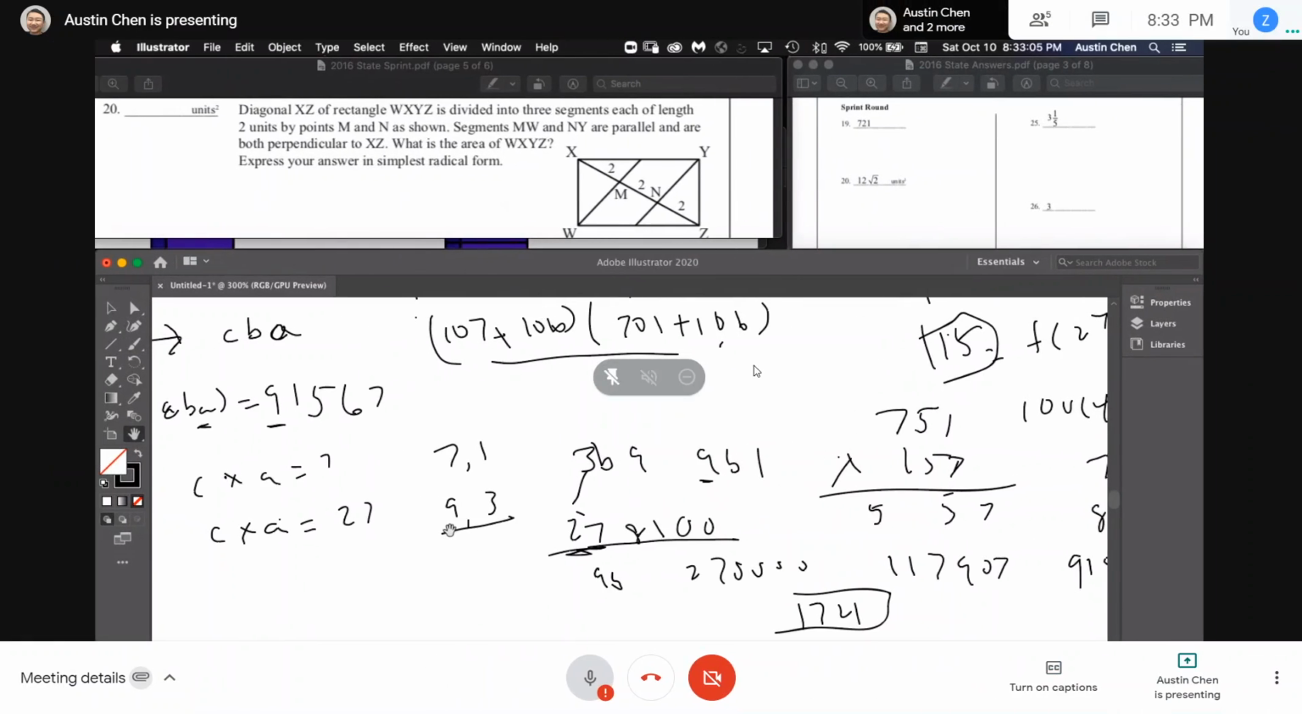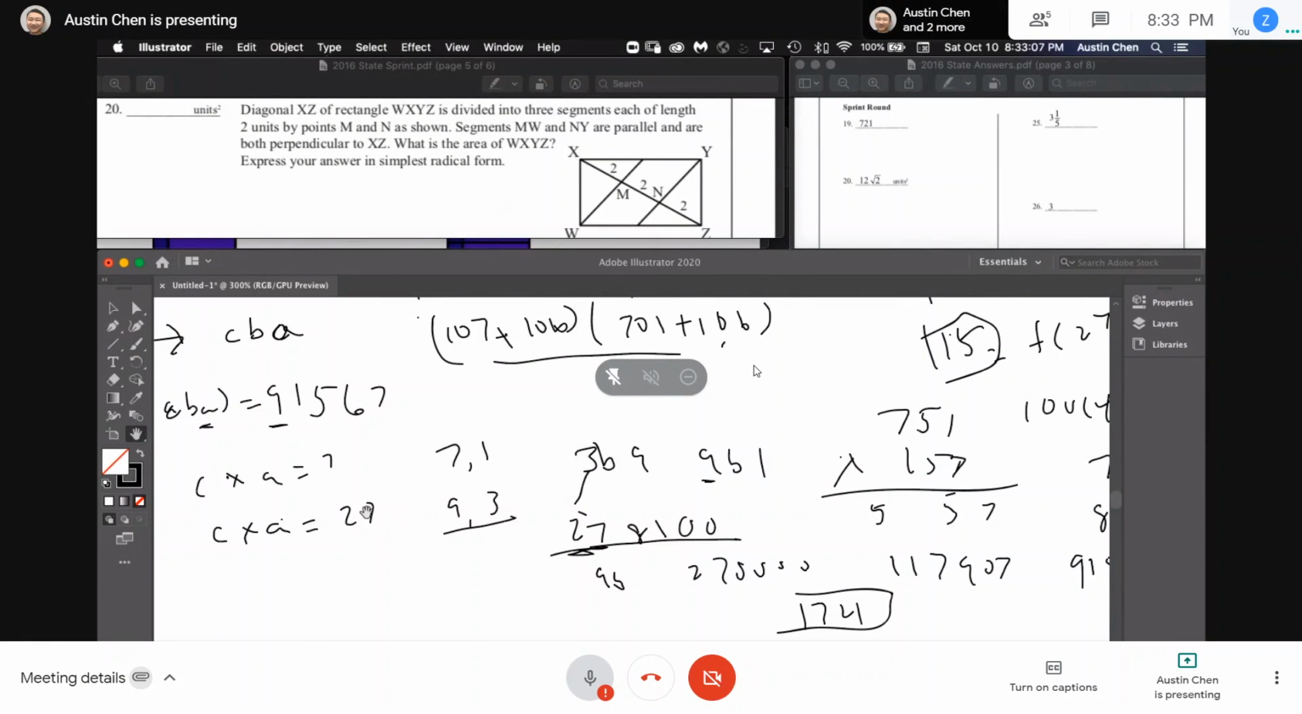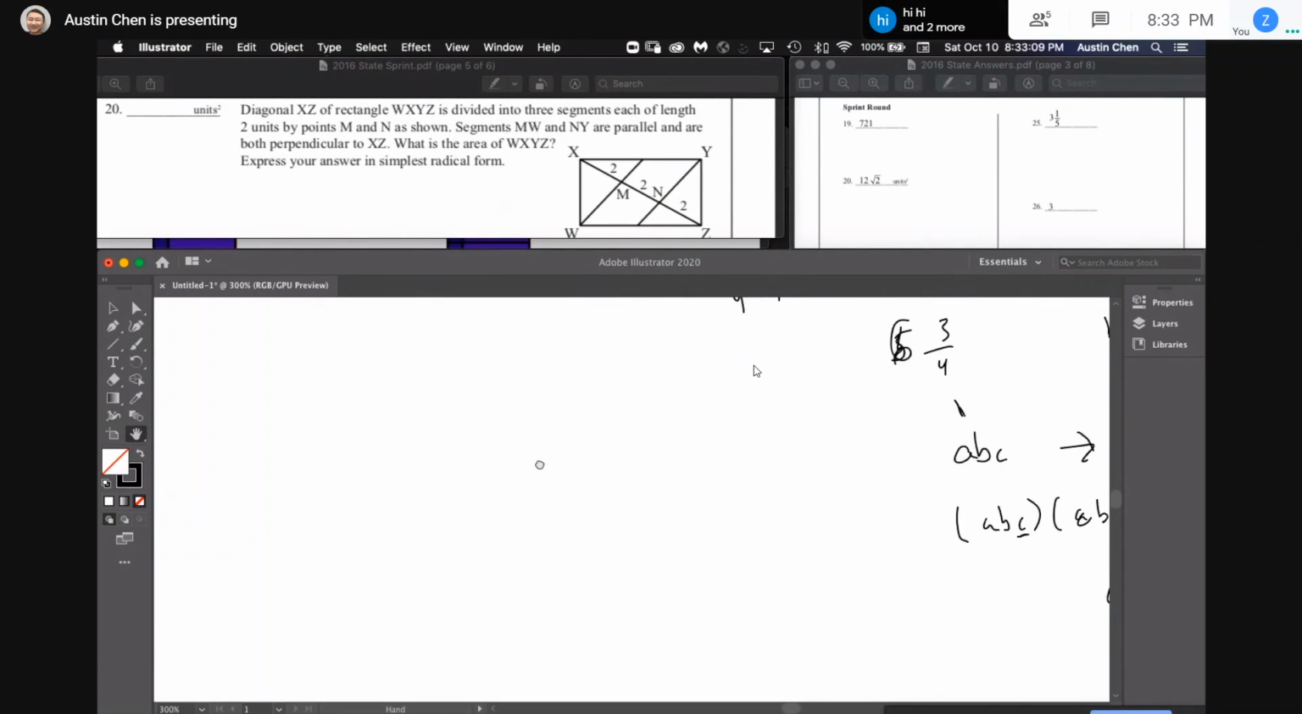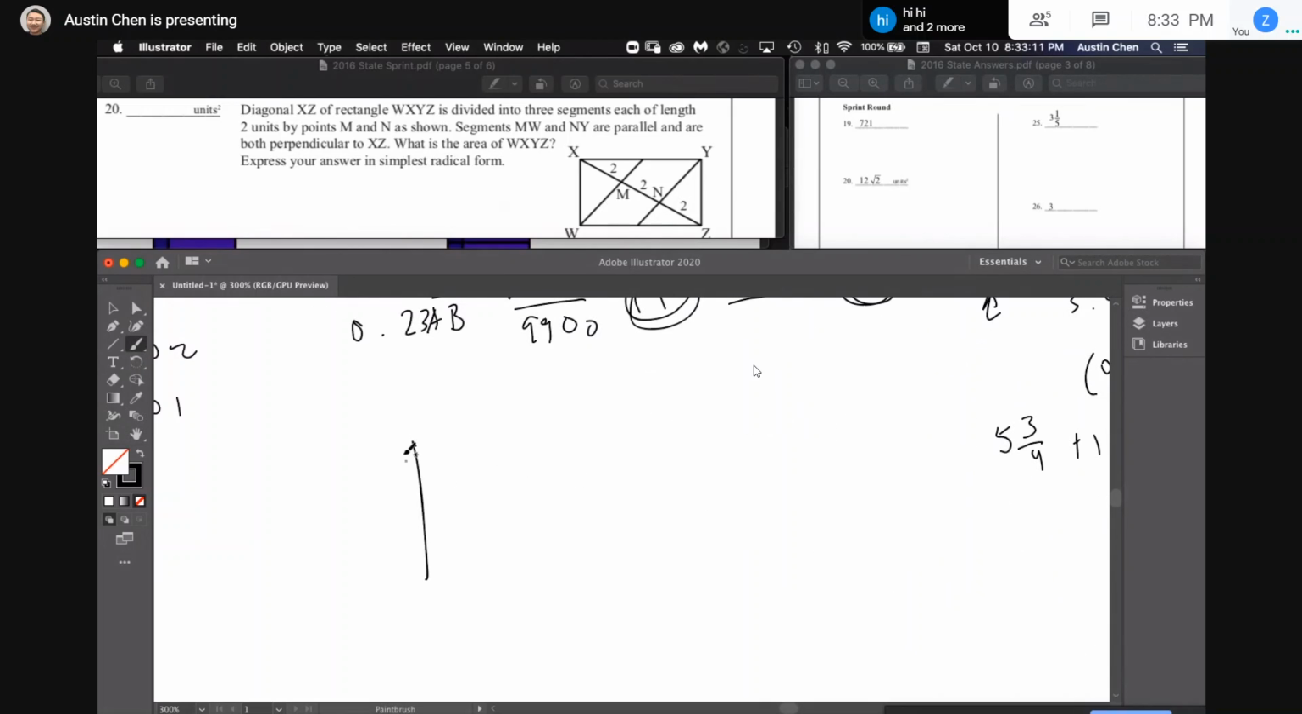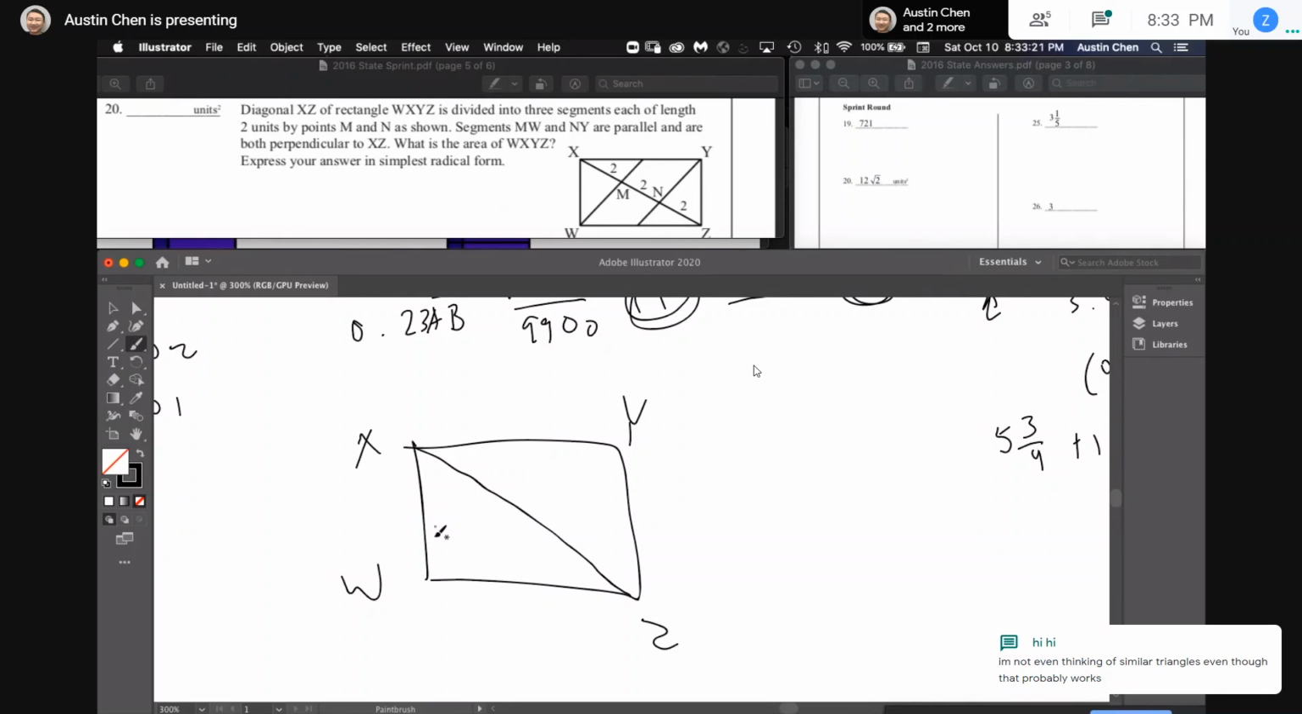Okay, so we want to find the area of the rectangle. Yep. So let me draw it first. So we have wxyz, and then we have xz here. The total length of this is 6, and we have two parallel segments here.